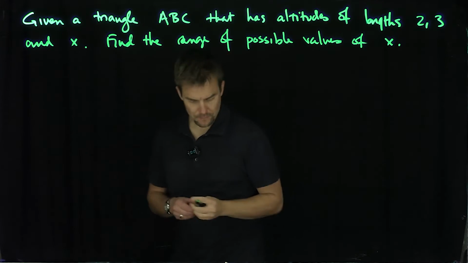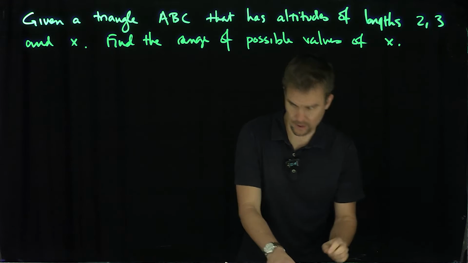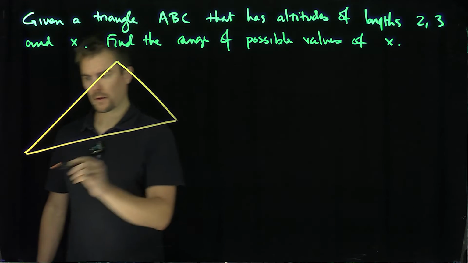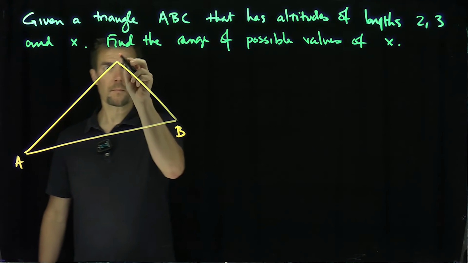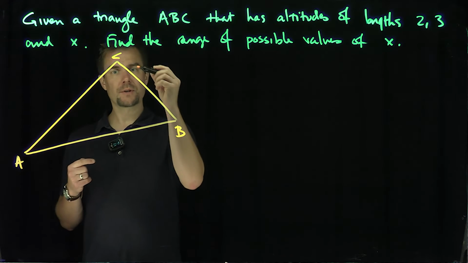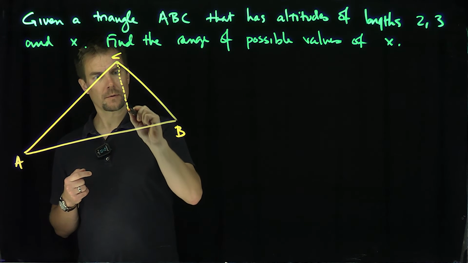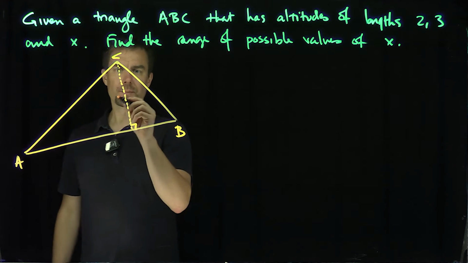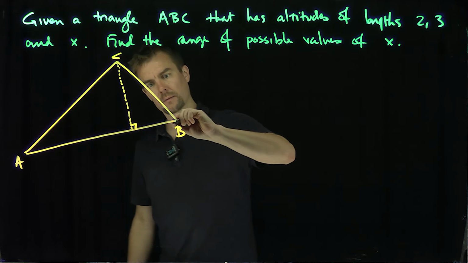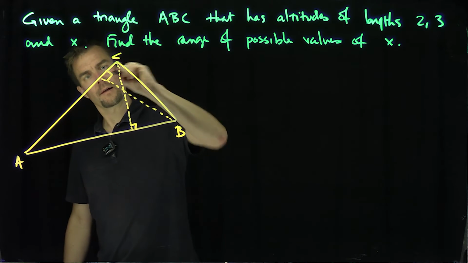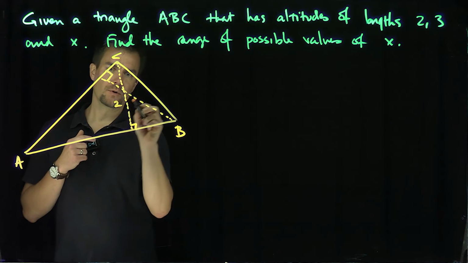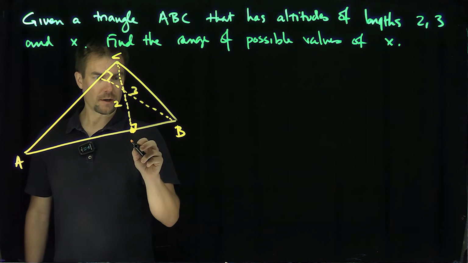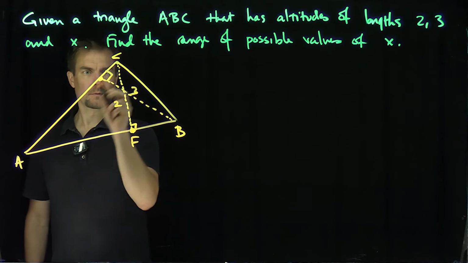Okay, so here's what we're going to do. Let's just get our bearings and draw such a triangle. There's our triangle, A, B, C. Let's suppose that the altitude from C is 2, and remember altitudes are the perpendiculars. I'll draw the altitude to B as well, and let's say that one is 3. Let's call that point over here F.